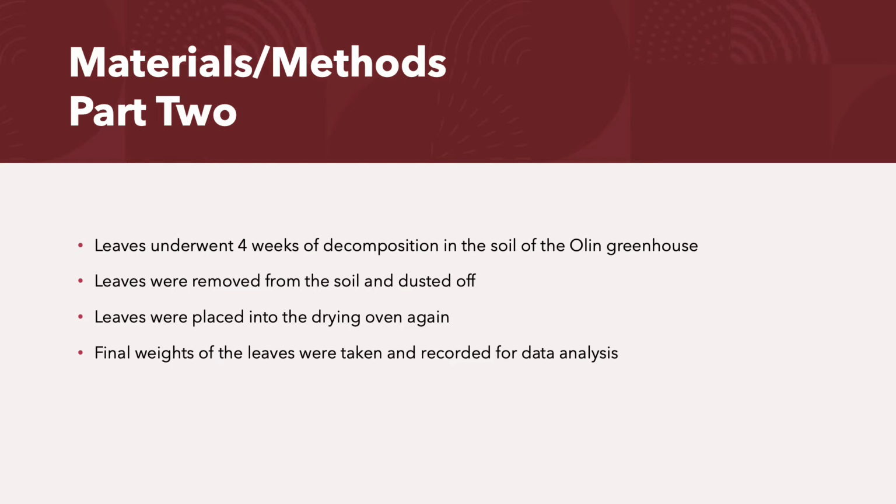After this time period, the litter bags were removed from the soil and dusted and cleaned off. The litter bags were thoroughly cleaned in order to prevent any other substance from affecting the new dry weight of the species. The species were then placed in the drying oven once again in order to remove any excess moisture that may be present on the leaves from washing them off. After a few days of drying, the final weight of the leaves were recorded.